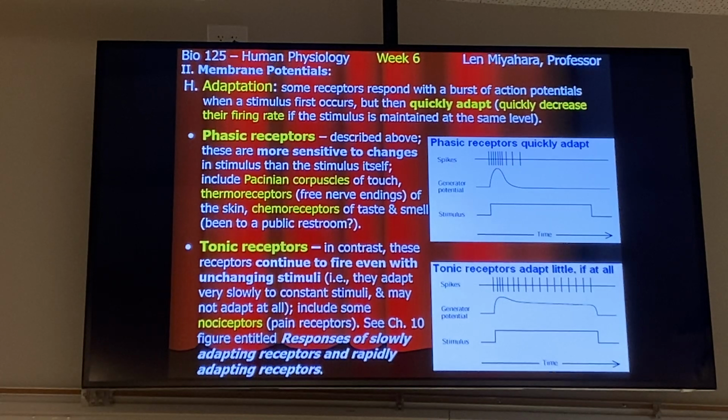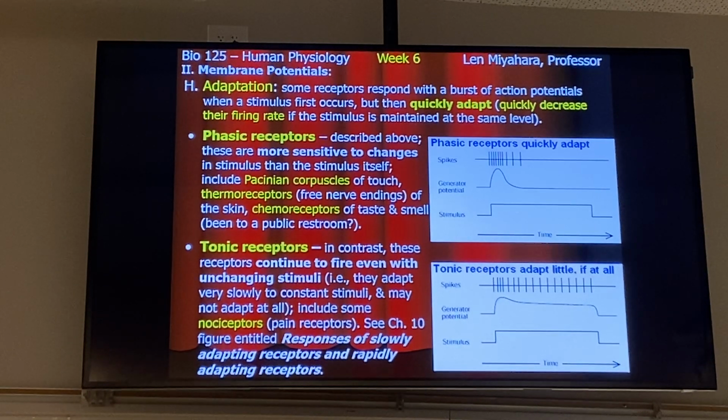Okay? What do you mean by the phasic receptors being more sensitive to changes in the stimulus than the stimulus itself? I don't get it. Like this. It fires here, while it's constant, it dies out. But hey, look what happens when it changes to off, it's at full fire again. It's more sensitive to the vertical lines of the stimulus, boom and boom, than it is to this horizontal line. Okay. Got it.